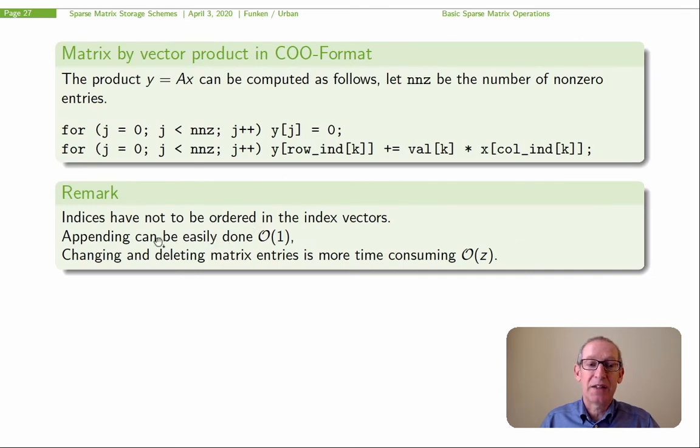But on the other hand, it's easy to append an entry if you have the correct storage schemes for allocating and resizing a vector, but it's more or less doable in capital O of 1. Changing and deleting matrix entries or a whole row is quite time consuming.